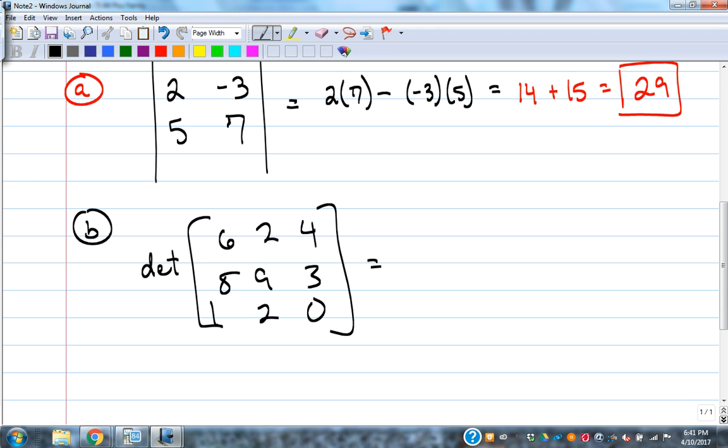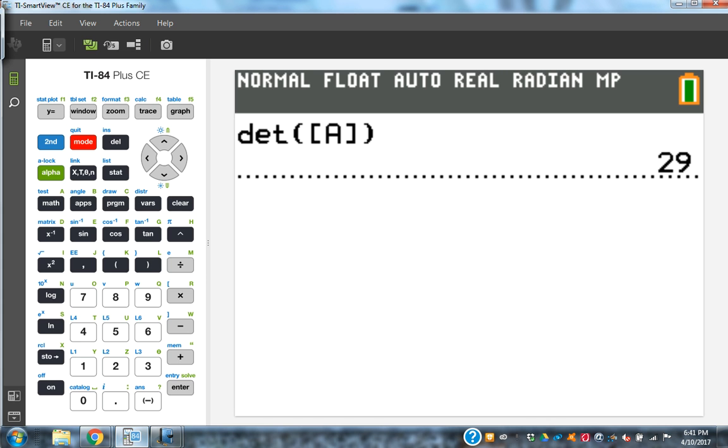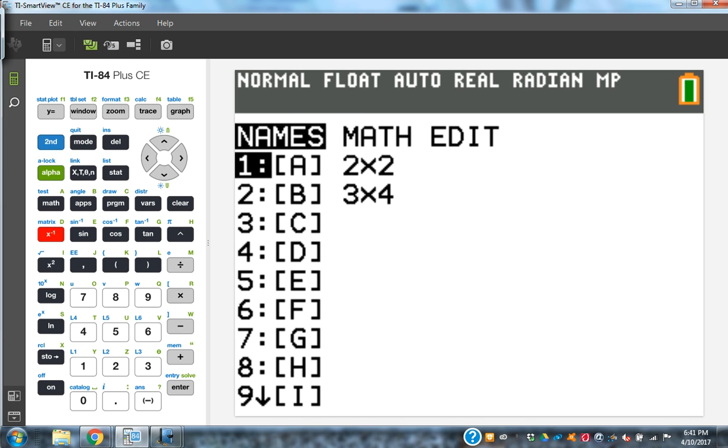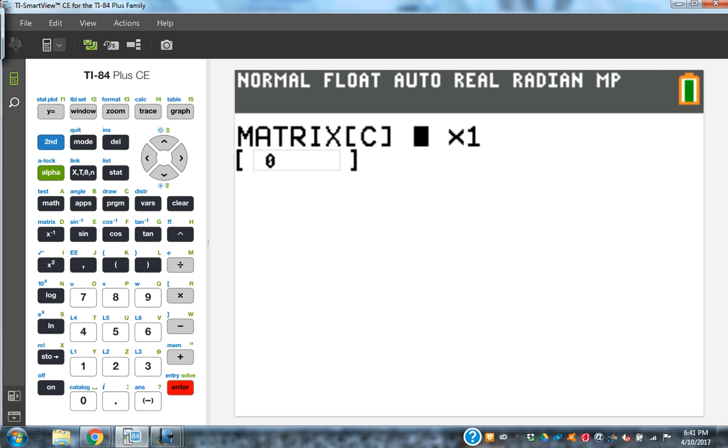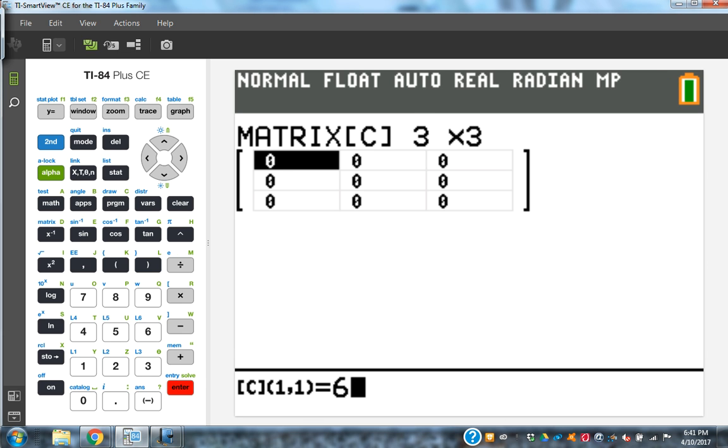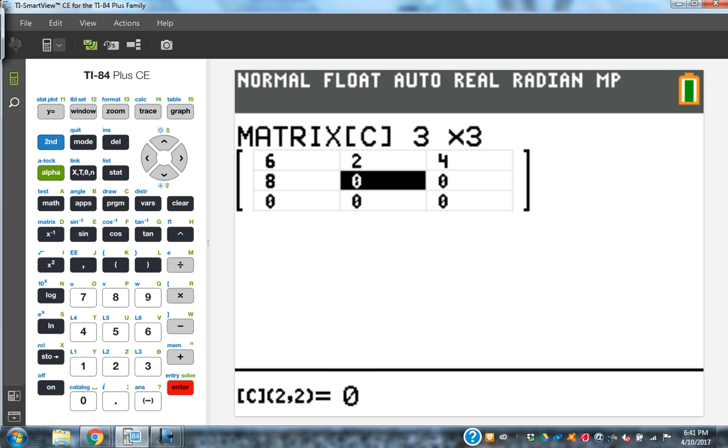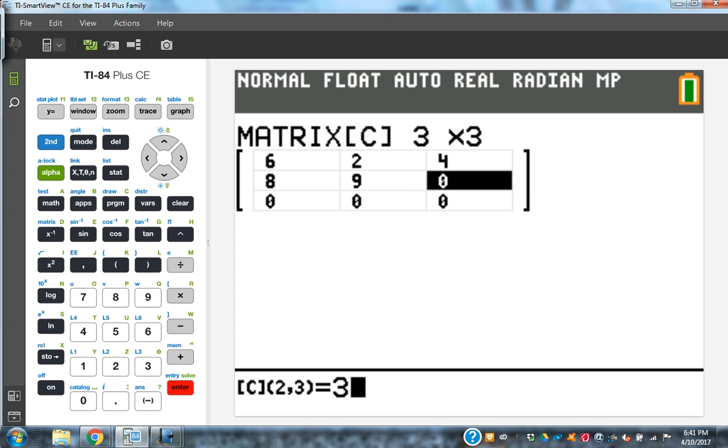I am not doing that by hand. I'm just going to type that thing into the calculator and tell it to find the determinant of it. Second matrix, edit. We'll go to matrix C, make it a 3 by 3. 6, 2, 4, 8, 9, 3, 1, 2, 0.